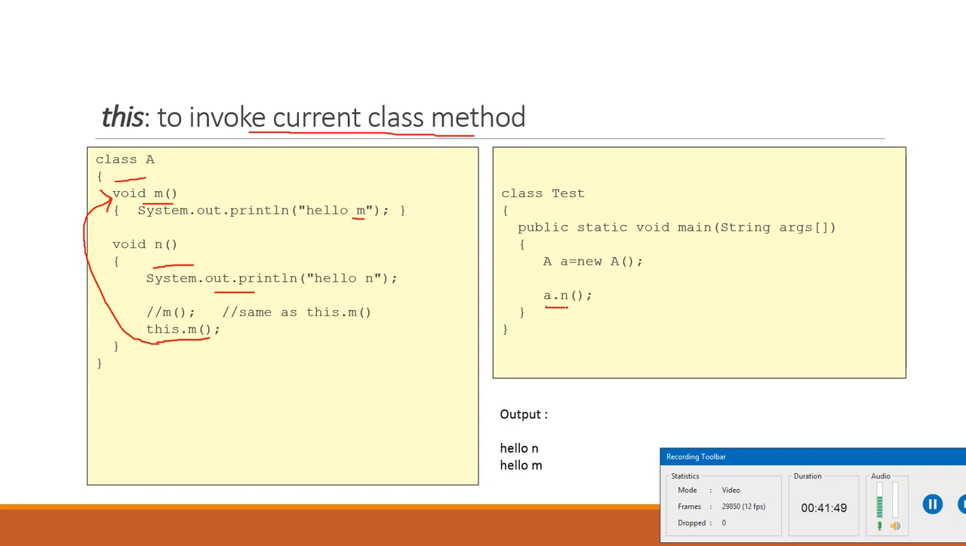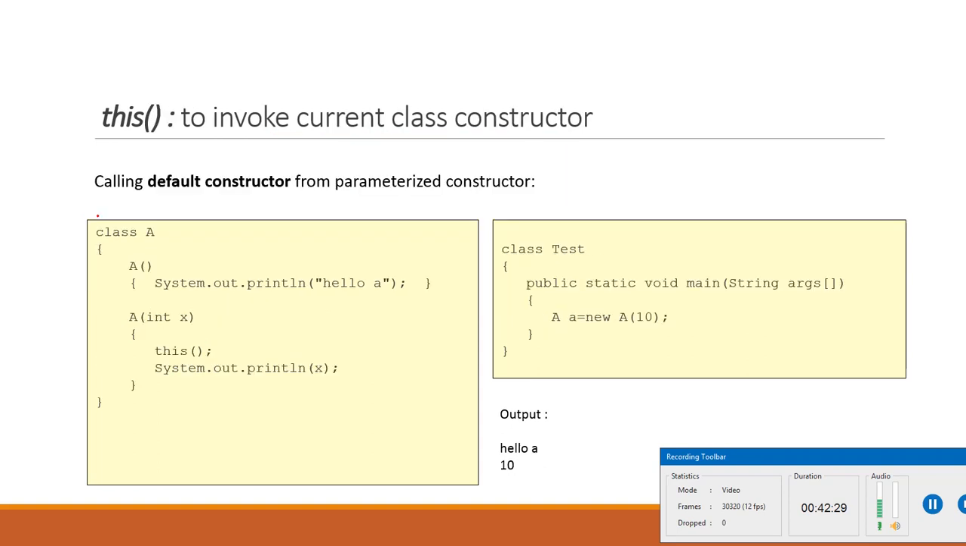So how will the output be? A.N, this method is called first, hello N will be printed, and then this.M will call the M method and it will print M. So the important point to note over here is this.methodName will call the current class method. That means if you are doing it in the parent class, it will call the parent class method, and in the child class it will call the child class method. It cannot do vice versa, like from the child class it cannot call the parent class. So it is used to invoke the current class method. That was the second usage.